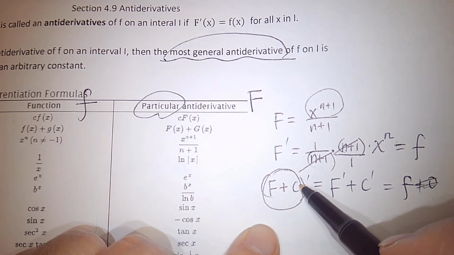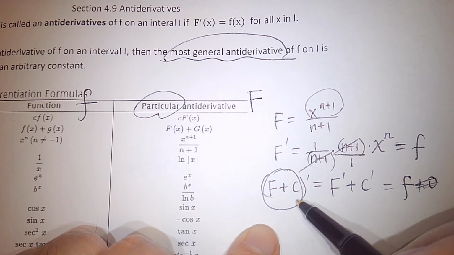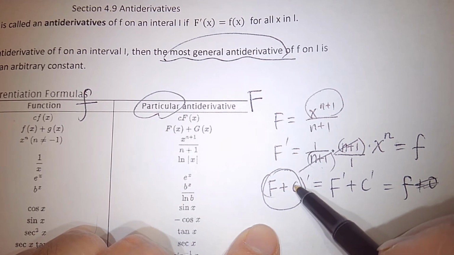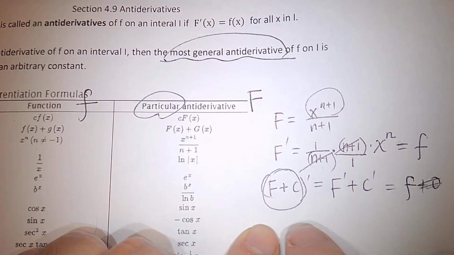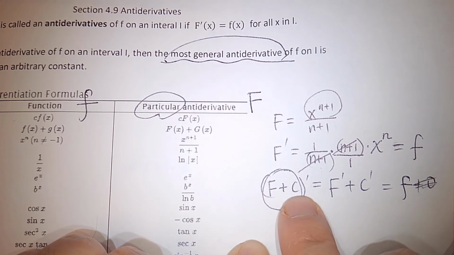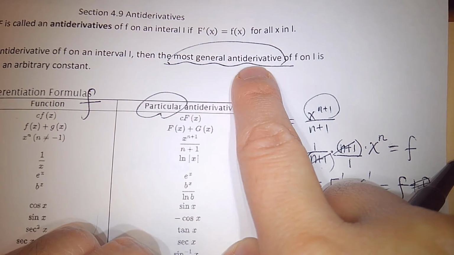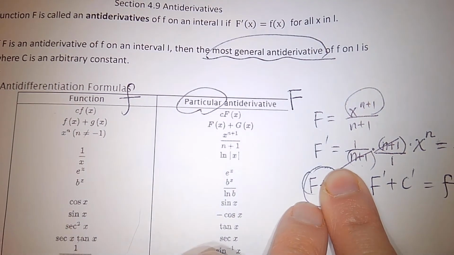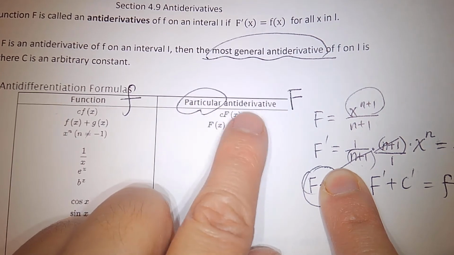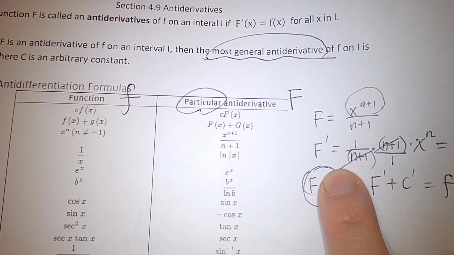Say you can let c equal 1. You can let c equal 0. You can let c equal -5. Okay? So it's a family of functions. So capital F plus c is called a general antiderivative of lowercase f, and this capital F itself is called a particular antiderivative.